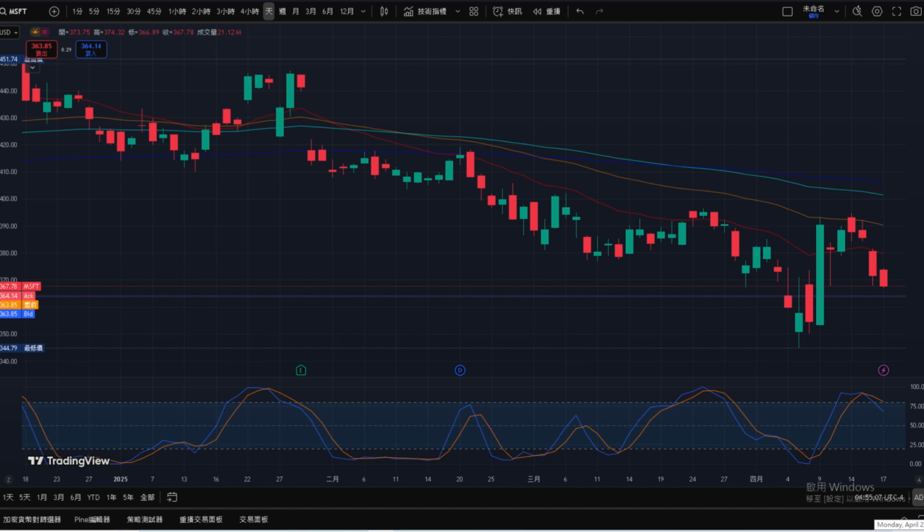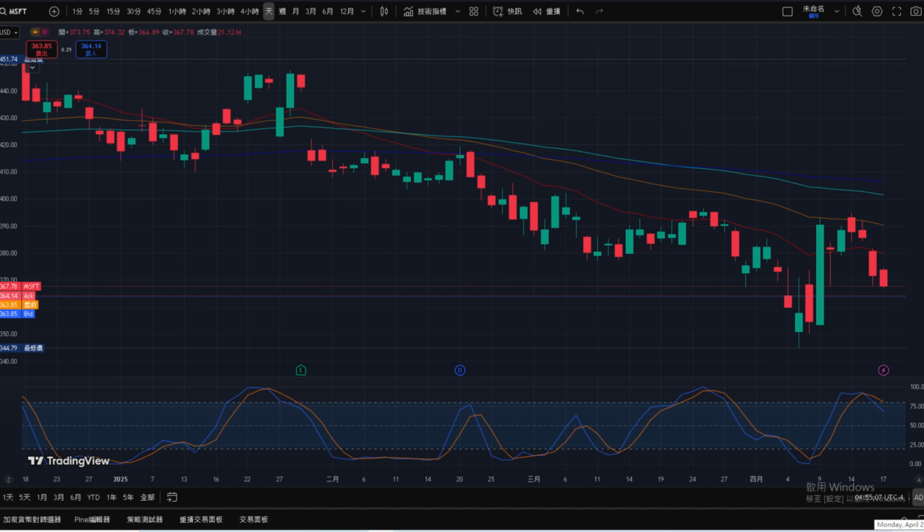Now, let's talk support and resistance. The price has bounced around $365, but it's struggling to break above that level. A key support zone is near $345, which was tested earlier this month. If we fall below that, it could trigger further selling pressure.